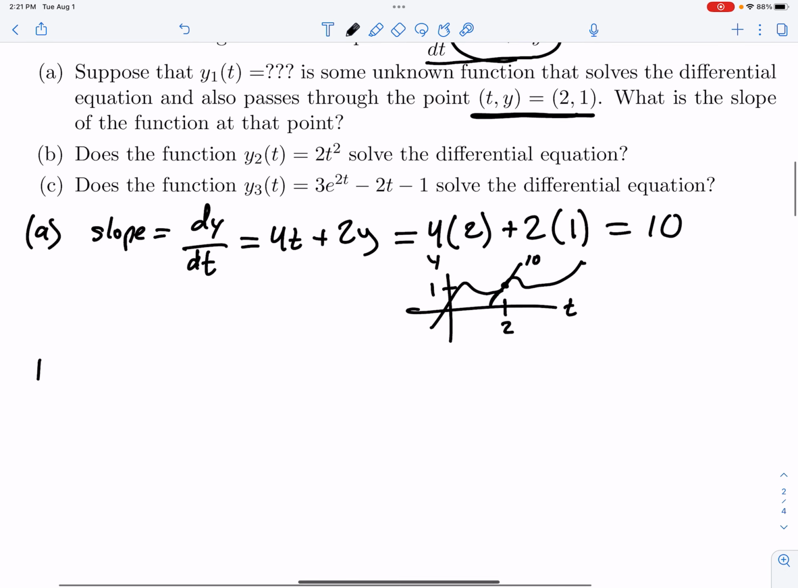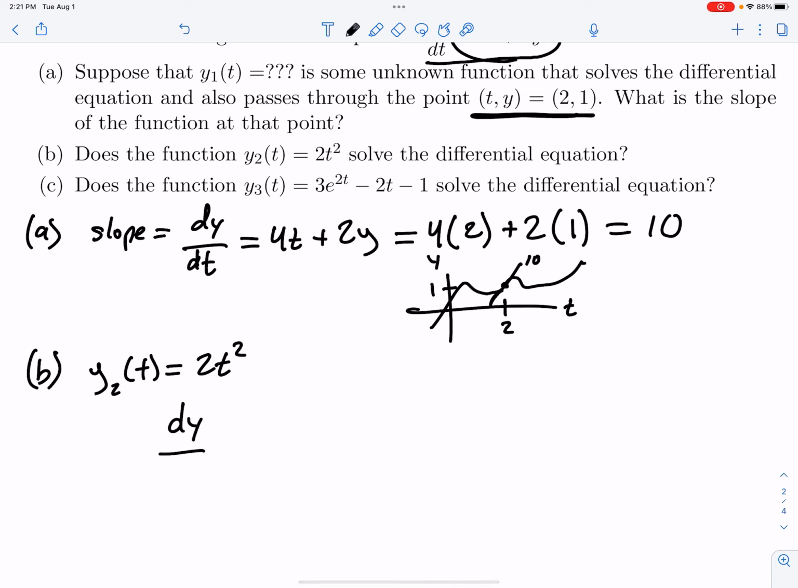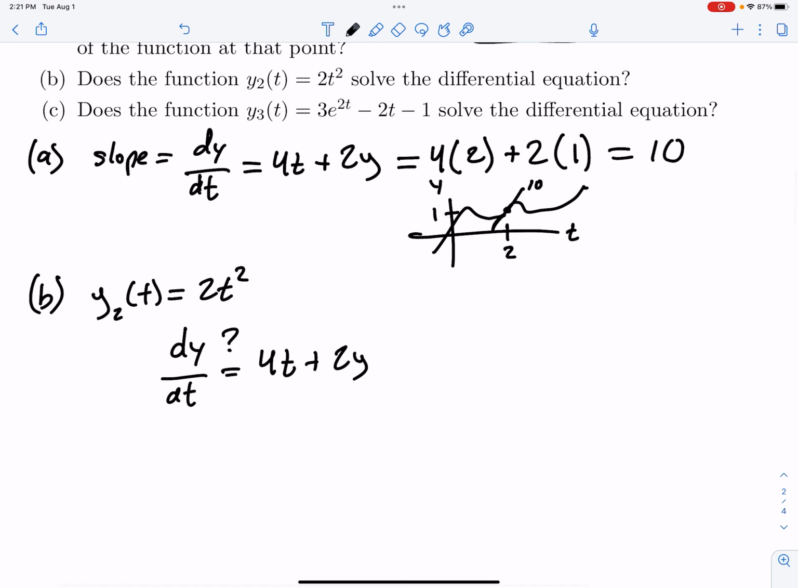For part B, does the function y2 of t equal 2t squared solve the differential equation? So is that a solution? Well, for it to be a solution, it has to be the case that dy/dt is equal to 4t plus 2y. Okay, so is that the case? Well, what is dy/dt? If the function is 2t squared, the derivative would be 4t. That's the derivative of 2t squared.